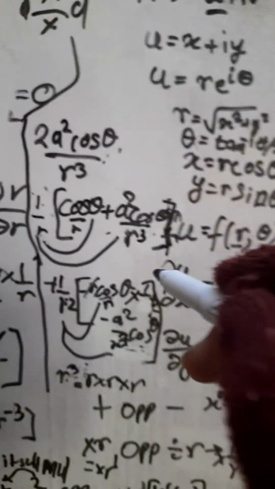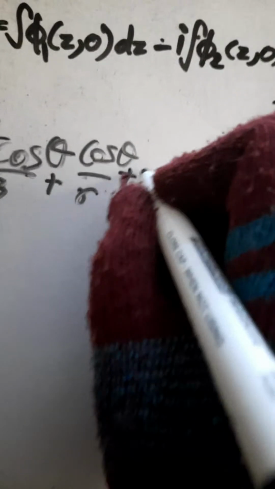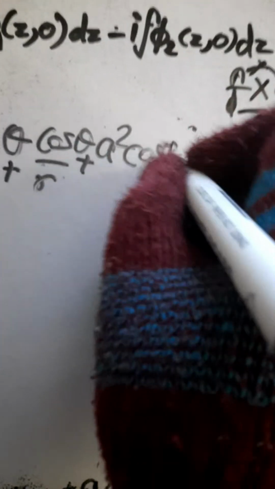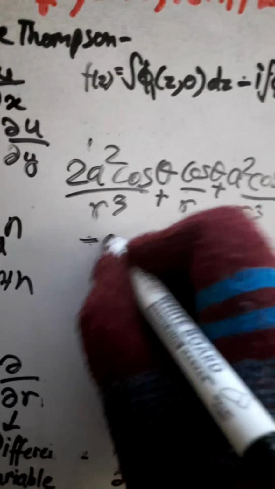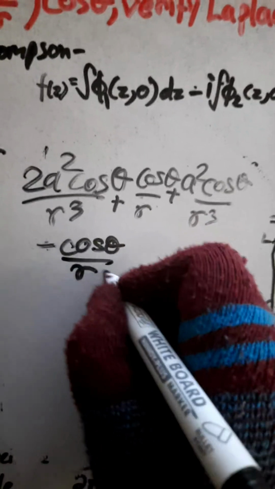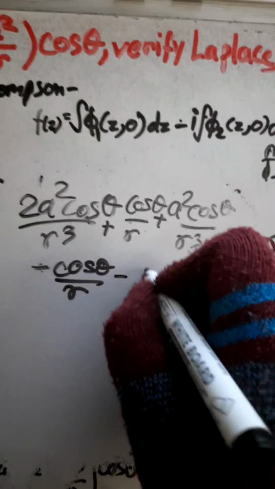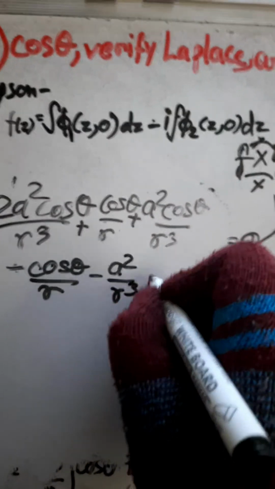Now we found all the stuff we needed. Now we just need to add this. So it's just simple. No, it's not simple, but yeah. Now the only thing left is this. Plus cos theta by r plus a square cos theta by r cube, and my marker died again. Yay. This is by the minus cos theta by r minus a square r cube cos theta.